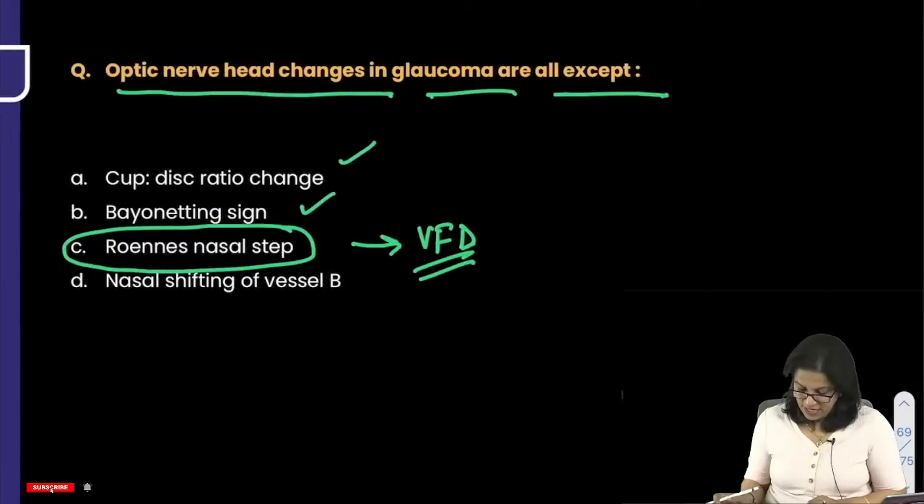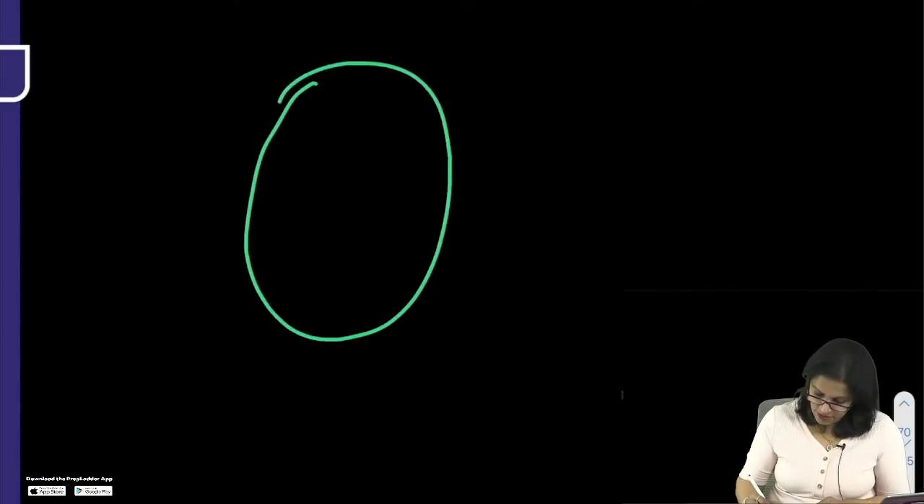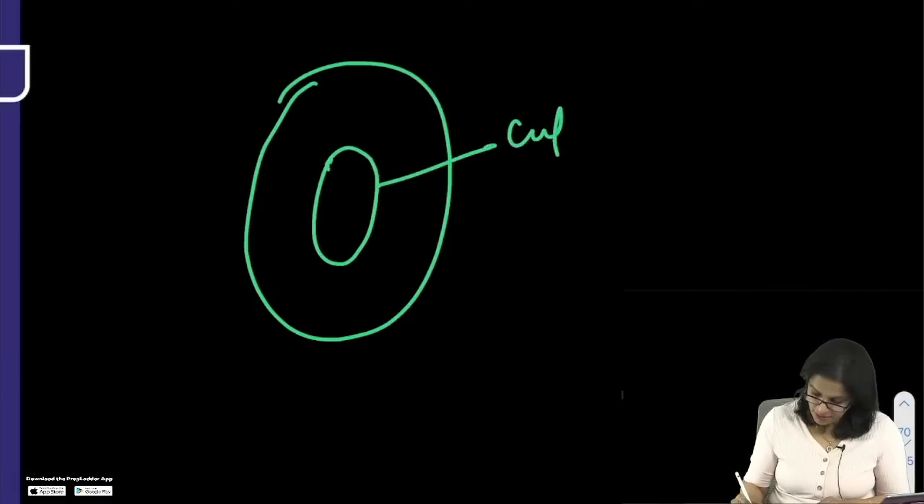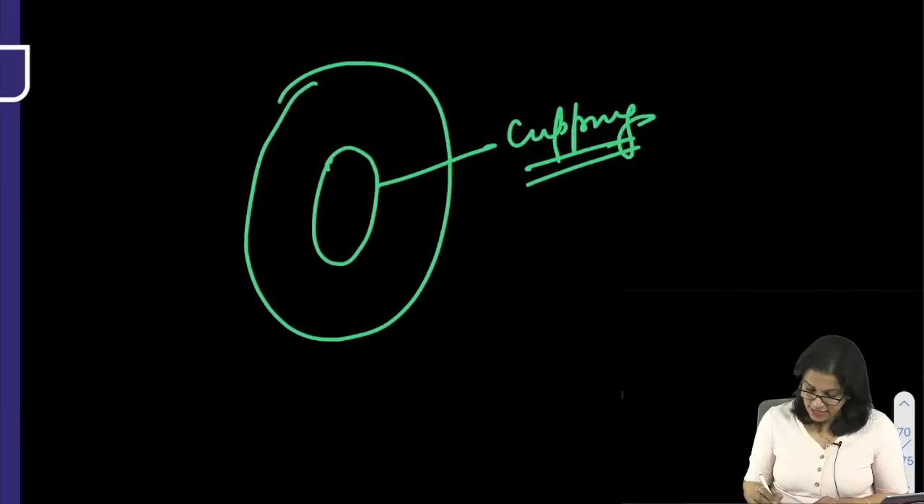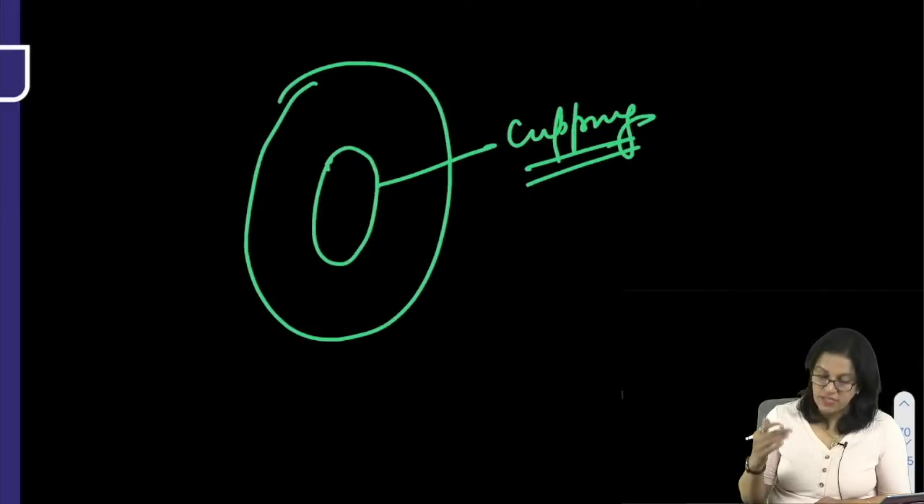Okay. So if you talk about the different changes, what you have to know for the fundus changes, I hope you remember. First, in my simple way of learning, you can just note down that one is cupping. Cupping means increase of the non-neuronal area, right? Then what else can you see? Some vascular changes.